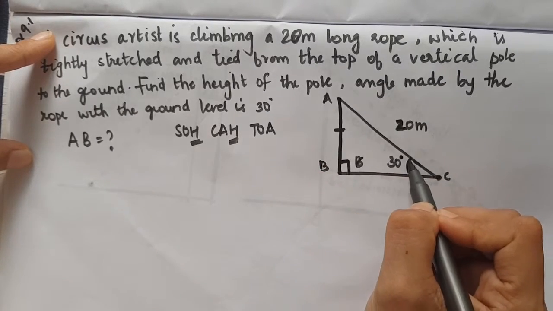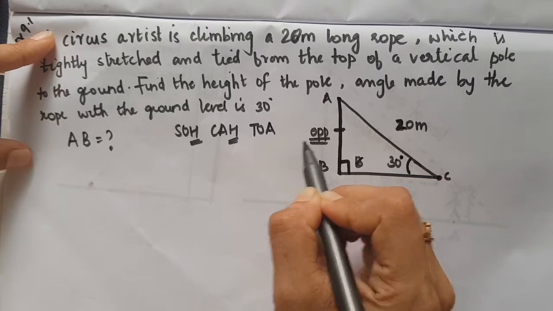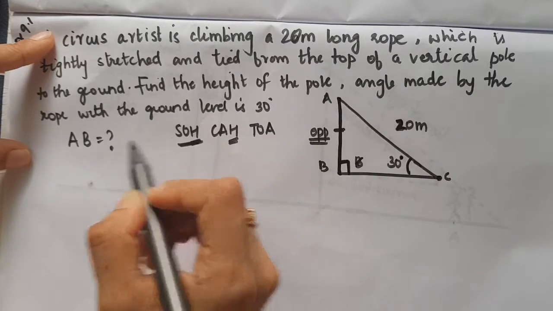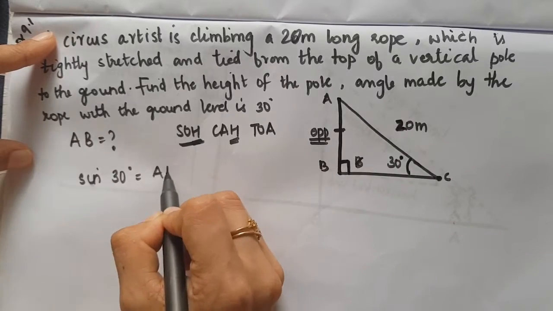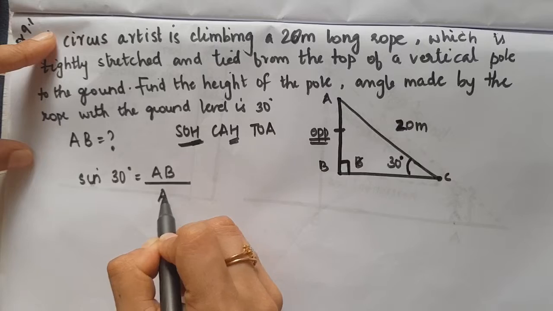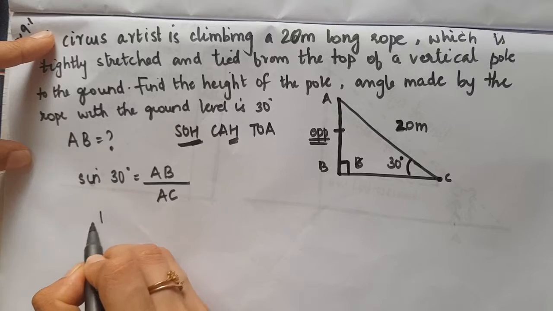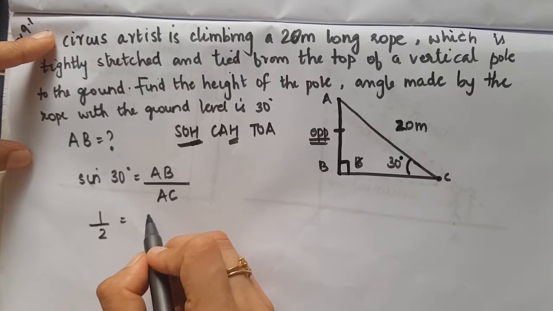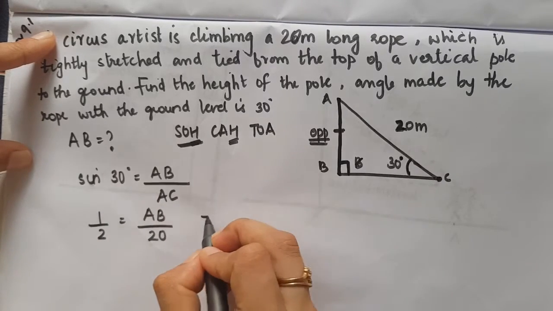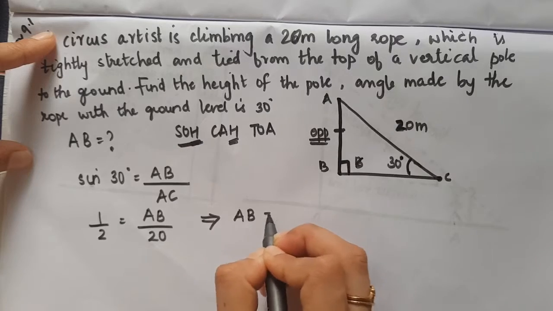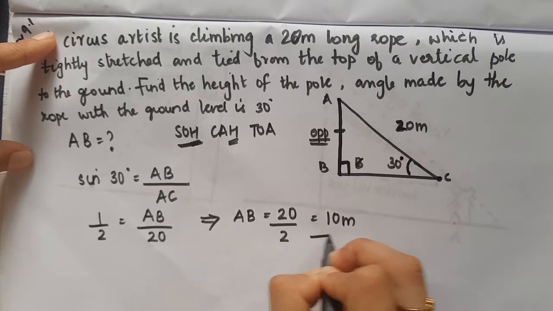We need the opposite side, which is opposite to this angle, so we will use sine. Sine 30 degrees is equal to opposite AB by hypotenuse AC. Sine 30 degrees is 1 by 2, equal to AB, which we have to find, by AC, which is 20 meters. Solving it, AB is equal to 20 by 2, that is 10 meters.